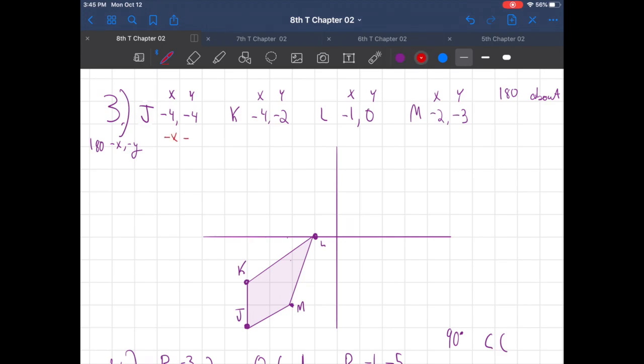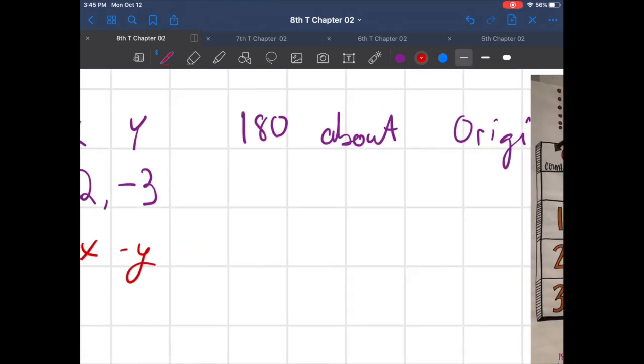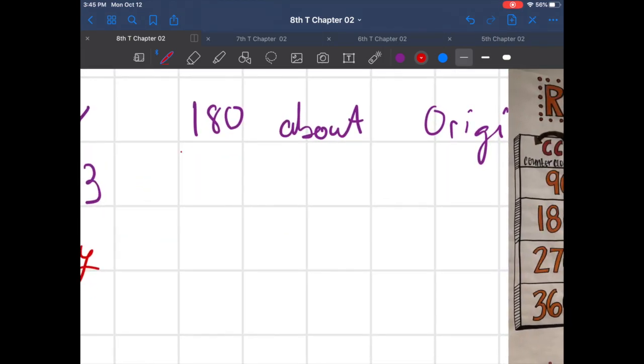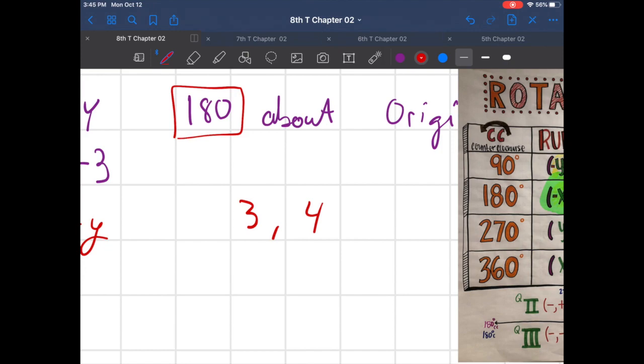So let me label that. Negative x, negative y, negative x, negative y, negative x, negative y. Now, the one thing I will tell you right now, until you get used to this, 180 degrees is literally the opposite. Okay, so if you have 3 and 4, the opposite of 3 and 4 would be negative 3 and negative 4. Okay, that's an example.